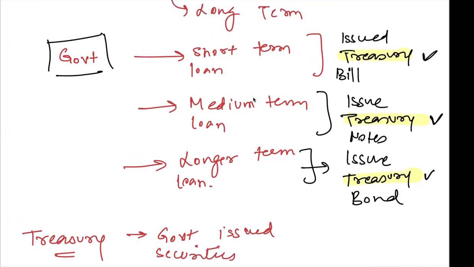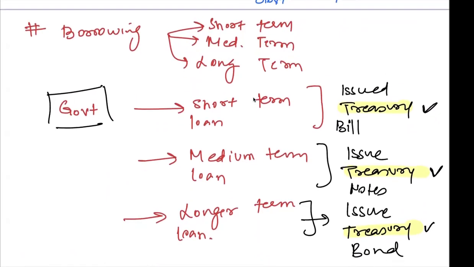Okay. So this treasury means that the government needs the money. Is this clear? Please tell me. Yes. Okay. Now the question is, what is this short term? Is it 1 month, 1 year, 10 years? How much is this short term?